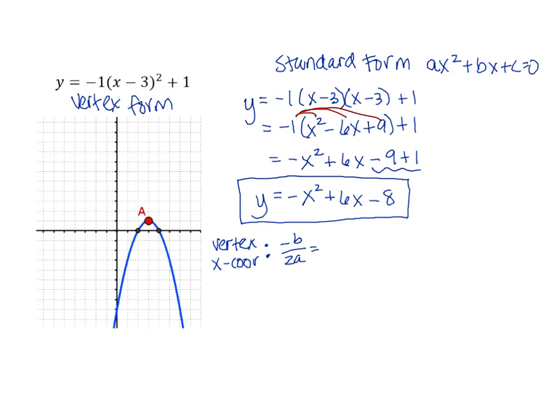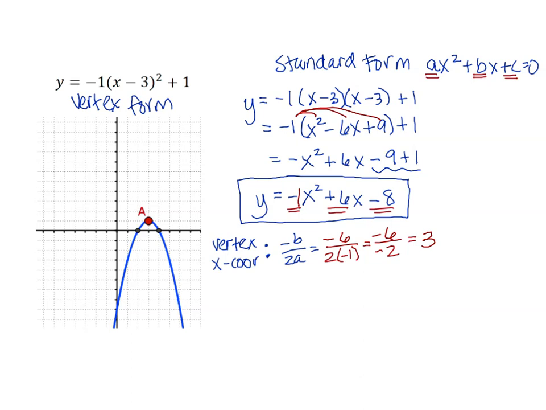So going back to the original standard form, we have a, b, and c. So negative 1 is my value of a, 6 is b, negative 8 is c. So when I plug all this in, I would get negative 6 over 2 times negative 1, or negative 6 over negative 2, which is 3. So that's the x-coordinate of my vertex.